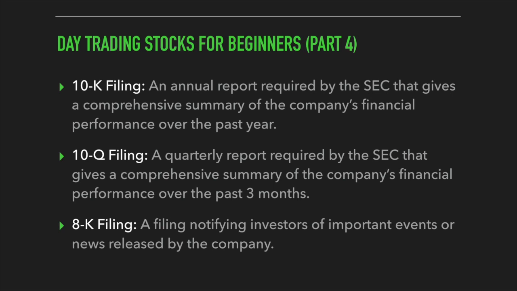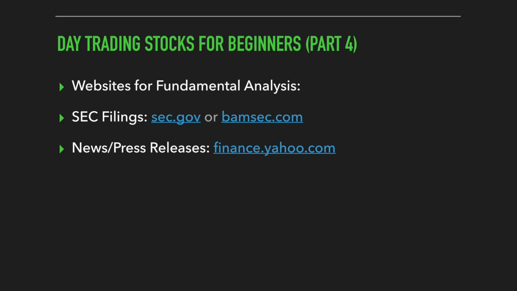So like I mentioned on one of the previous slides, you can always go to something like Yahoo Finance to find press releases and news, but realistically, you can actually just stay on a website like sec.gov or BamSEC.com and look for 8K filings, and those are going to be any recent news or press releases put out by the company.